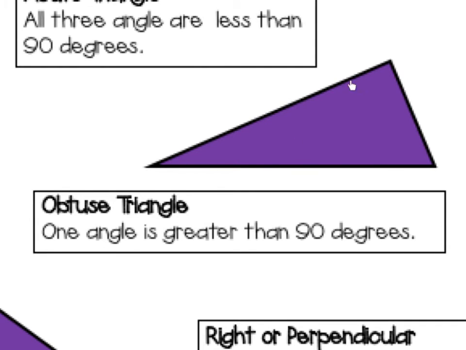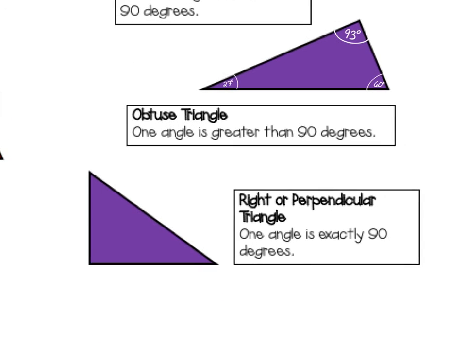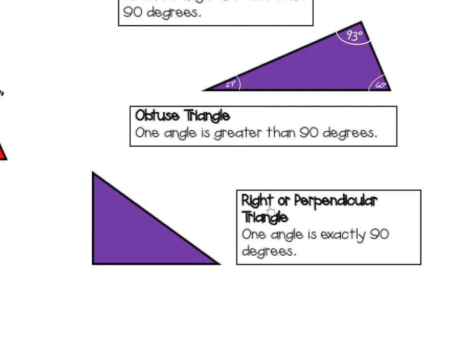Let's go ahead and look at what a sample might be. And right here, my friends, we have it. We've got 93 degrees on this angle here, which is greater than 90, right? Then we have this angle at 27 degrees and this angle at 60 degrees. And that makes this right here an obtuse triangle. Bam! Love it. Let's move on, my friends, to our final one, which is the right or perpendicular triangle.